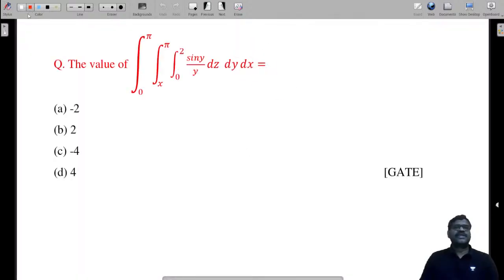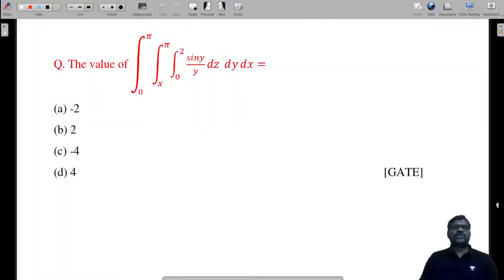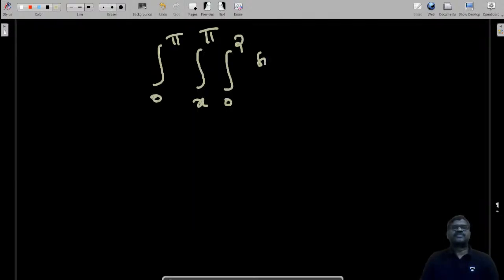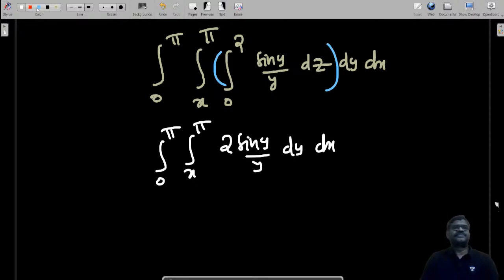Next problem. Integral 0 to pi, integral x to pi, 2 sin y by y, dy dx. The limits are y equal to x, y equal to pi.